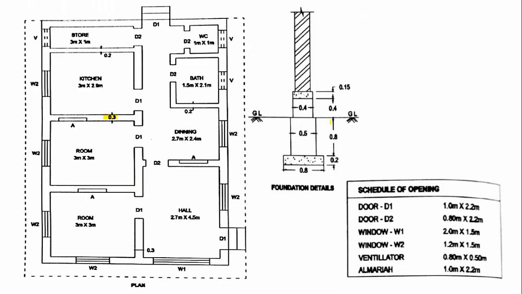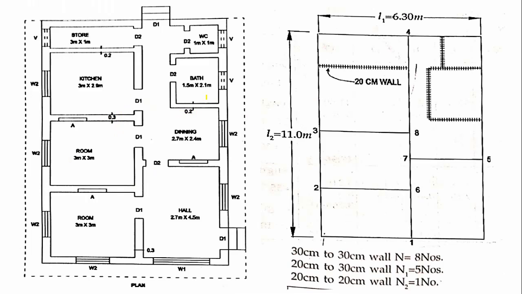Therefore, as the wall thicknesses are varying, this has to be calculated separately and this has to be calculated separately. So let us see now how to calculate how many junctions we are going to have. First let us start with the corner. If you start from this corner, at the corner we don't have any junction.